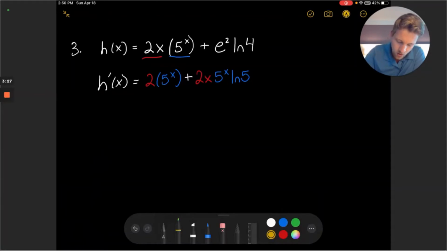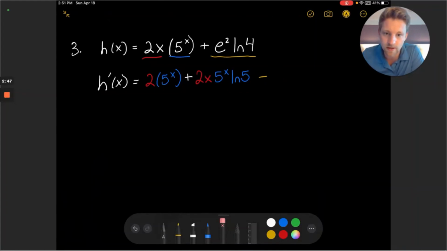Let's consider the last term. At first glance, it might look like we have an exponential term and then a natural log term, and we do, but these two terms, e to the 2 and ln 4, are just constants. E to the 2 is a constant times ln 4, which is another constant. So when I take the derivative of this constant term, just like any other number, the derivative on that term would be 0. So I would be really adding 0 to the end of that derivative, which again, we don't have to represent.